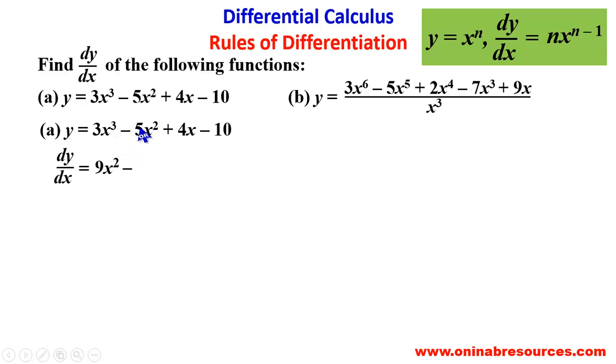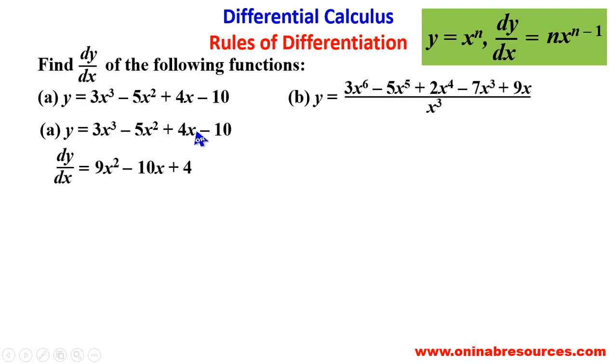Then minus, we have this power 2 times 5, giving us 10. We have our x. Reduce the power by 1. That's 2 minus 1, giving us 1. So we don't need to write x raised to power 1 here. We leave it like that. Then this is plus 4.